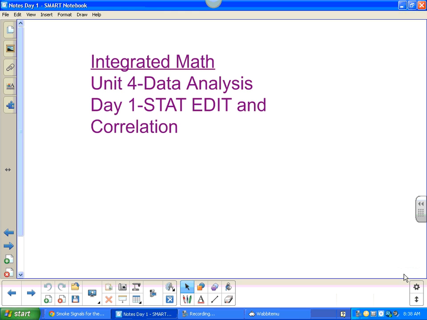Today's lesson is the first day of data analysis. We're going to learn about data analysis basics and some functions on the calculator.